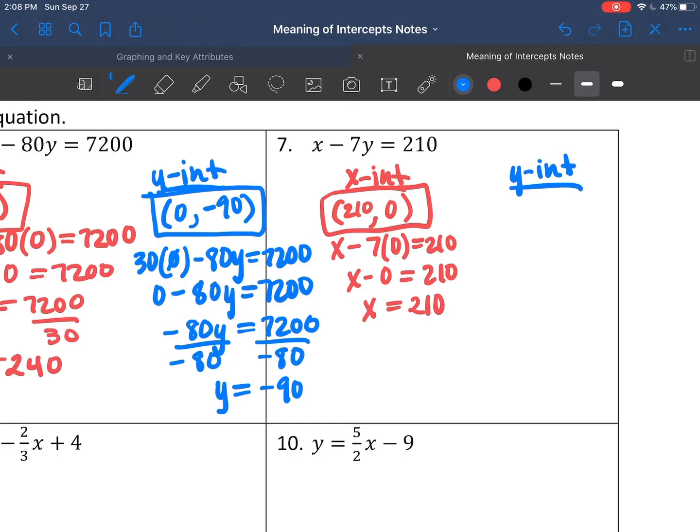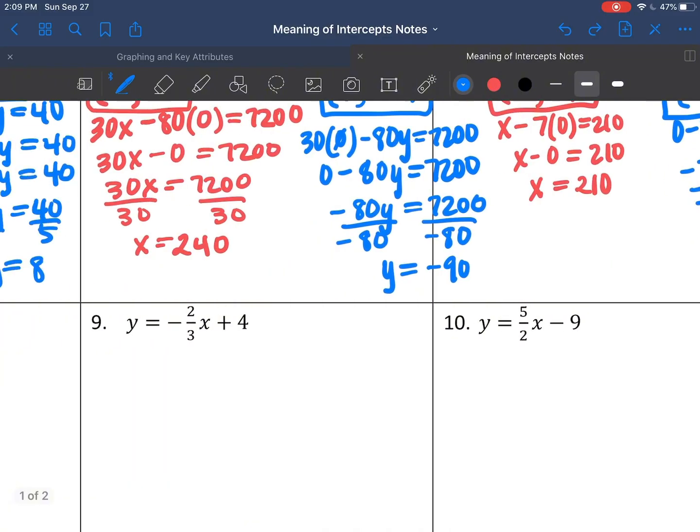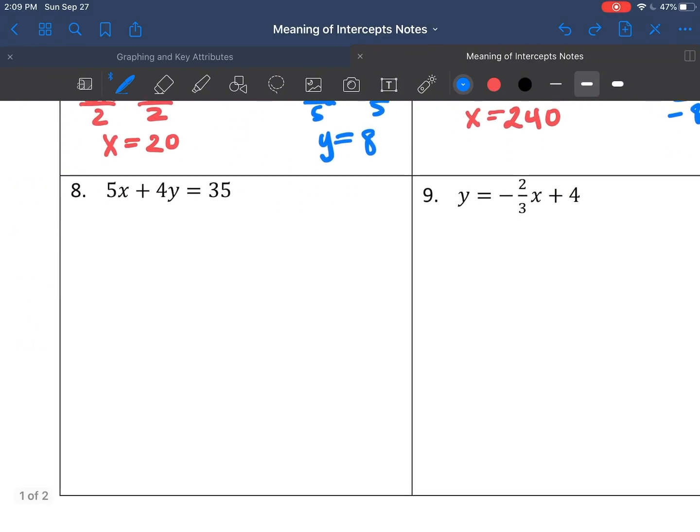For the y-intercept, we are replacing the x with 0 and solving for y. So 0 minus 7y equals 210, leaving me with just negative 7y equals 210. Don't lose your negative. Which gives me y equals negative 30. Again, I want to point out that you don't see that negative 30 in this equation at all. So don't tell me your y-intercept is negative 7 or 210 or anything like that.